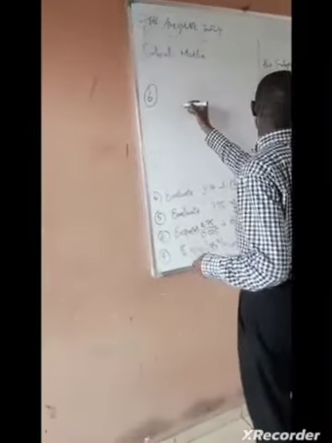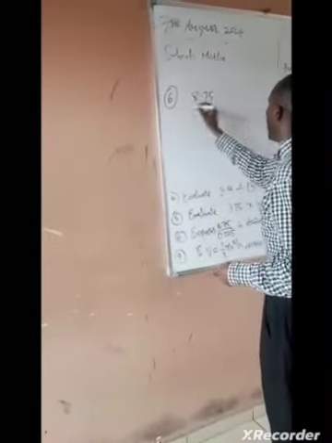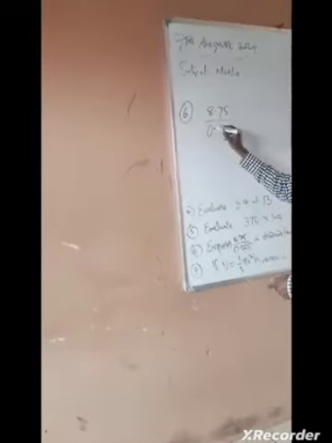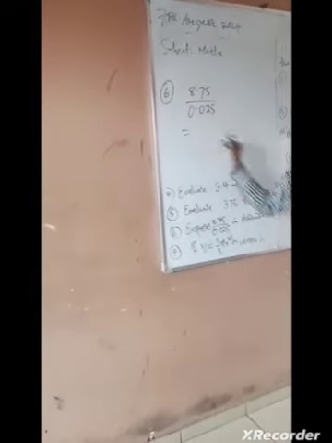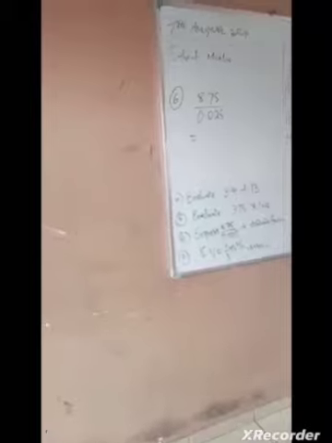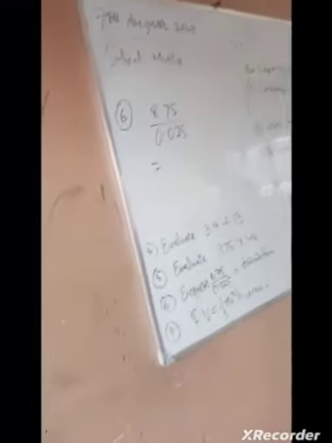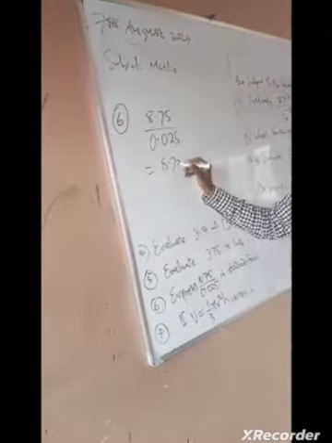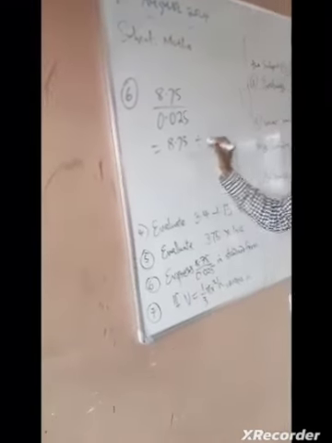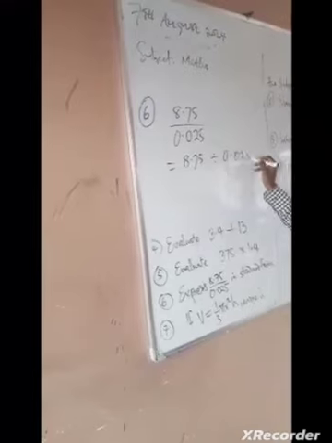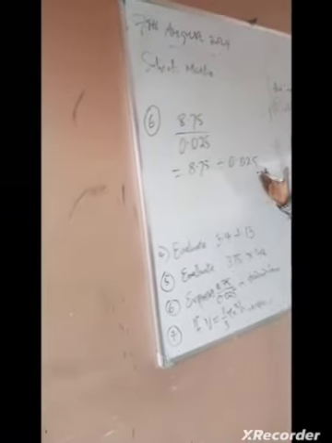6 is 8.75 over 0.025. So first of all, when you're dividing a decimal by another decimal, the first thing you have to do is to express the decimal as a whole number. That's one of the ways you can solve a problem like this.